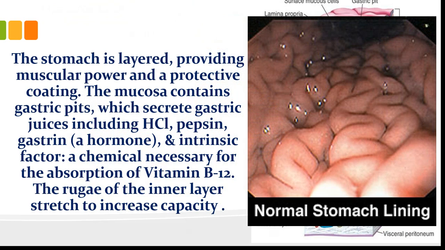Okay. All right, the stomach is layered, providing that muscular power, and the surface of it has a protective coating. Now look at it here. Can you see how shiny it looks? This is obviously a little camera that's been put down into somebody's stomach there, the stomach lining right there. It contains the pits, which secrete gastric juices, including hydrochloric acid, pepsin, gastrin, which is a hormone, and something called intrinsic factor. That's a chemical necessary for the absorption of vitamin B12.